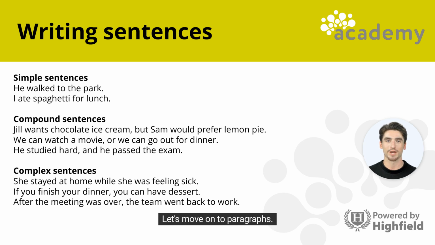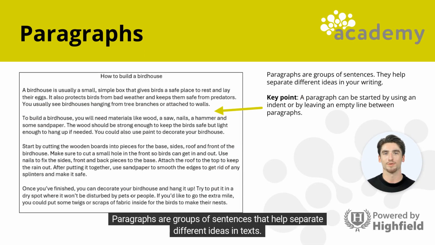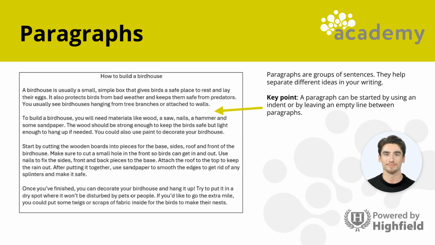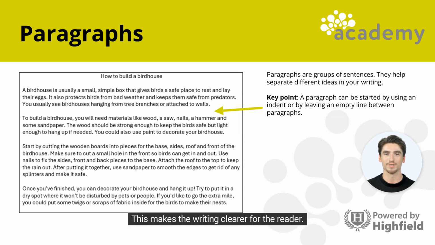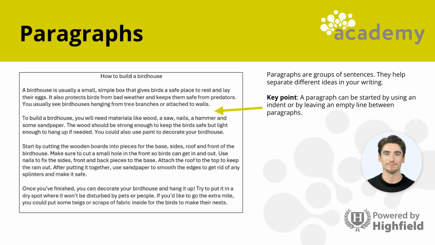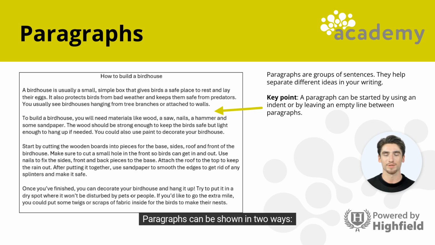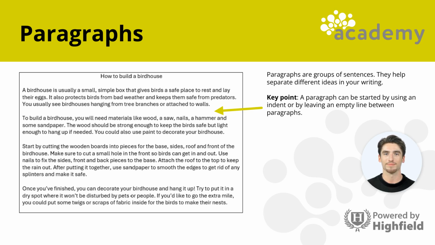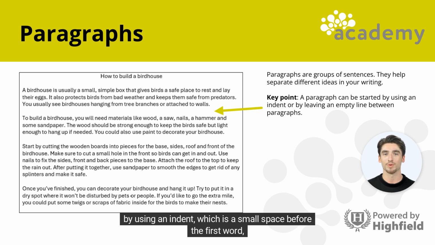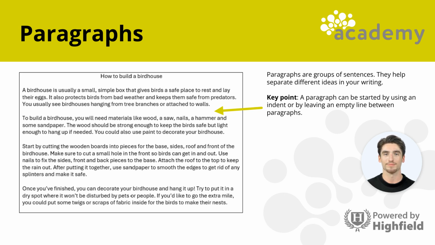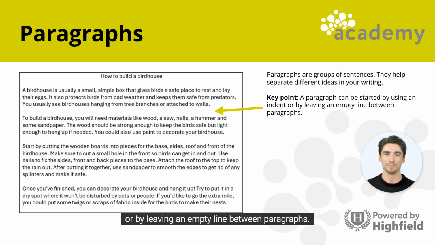Let's move on to paragraphs. Paragraphs are groups of sentences that help separate different ideas in texts. This makes the writing clearer for the reader. Paragraphs can be shown in two ways. By using an indent, which is a small space before the first word, or by leaving an empty line between paragraphs.